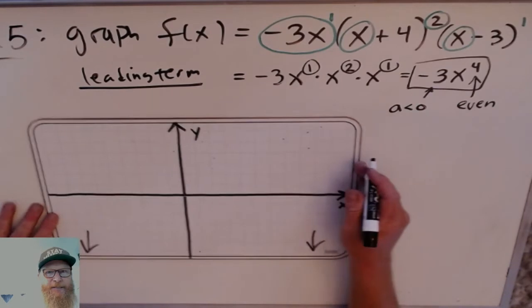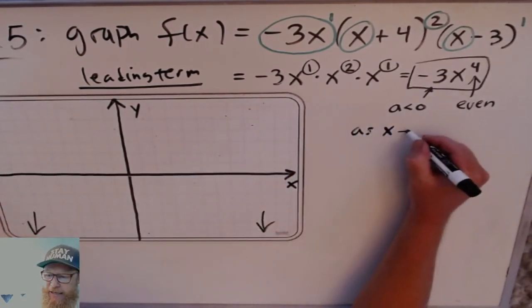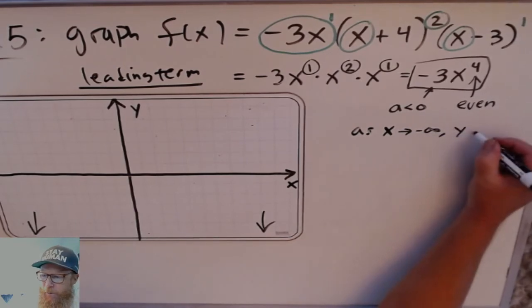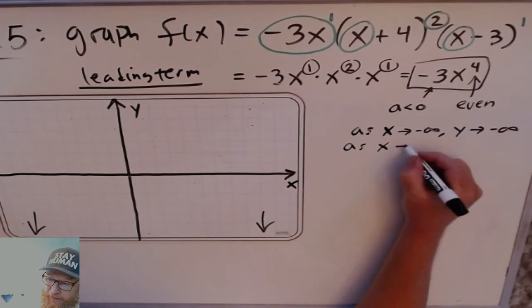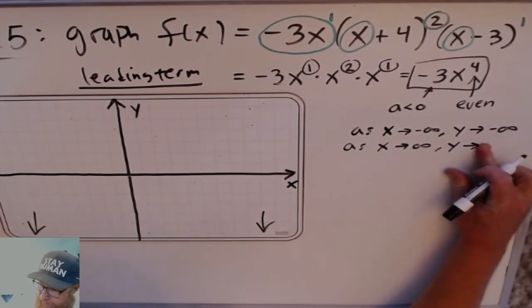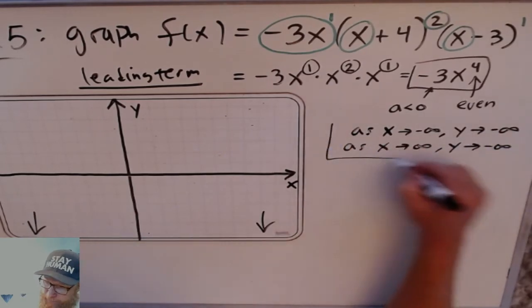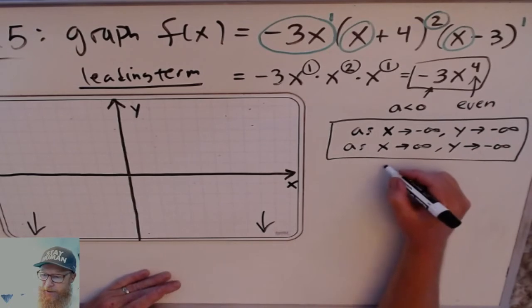So let me just practice the end behavior notation. As x goes to negative infinity, y goes to negative infinity. As x goes to infinity, y still goes to negative infinity. So they both point down. All right, so that's our end behavior.